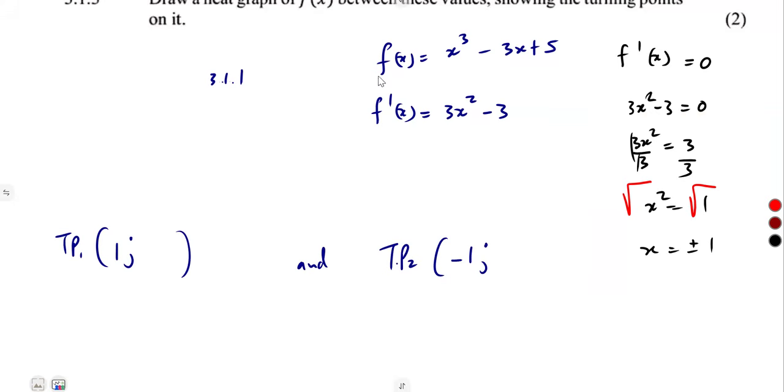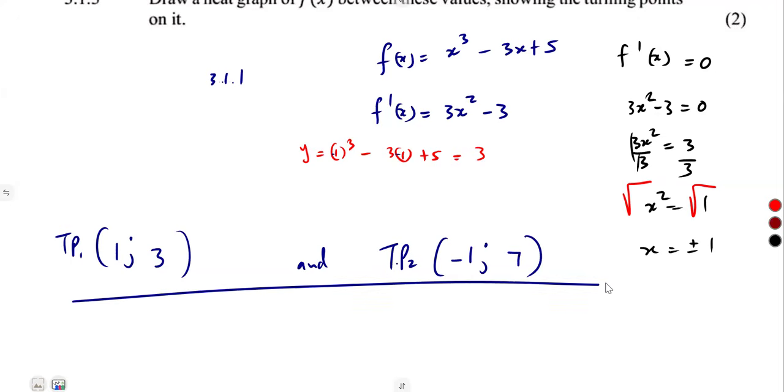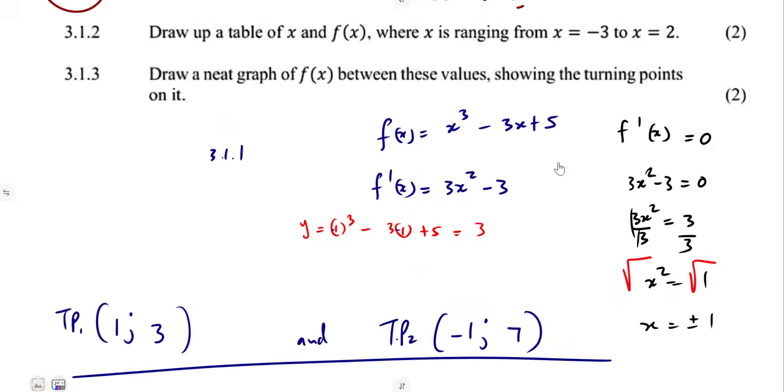So we simply substitute into our original function f of x. When it is 1, substitute there in place of x. That is going to give us a positive 3. All right, so this is positive 3. And when it is negative 1, you're going to obtain a positive 7. So these are your turning points.